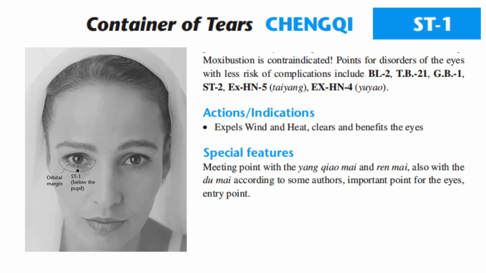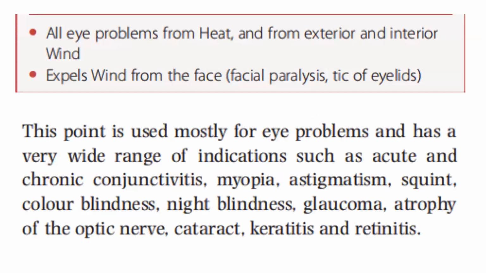Actions or indications of Stomach 1: expels wind and heat, clears and benefits the eyes. Special features: meeting point with the Yang Chao Mai and Ren 1, also with the Yin Chao Mai according to some authors, important point for the eyes, entry point. Stomach 1 is good for all eye problems from heat and from exterior and interior wind. Expels wind from the face for facial paralysis, stick of eyelids.